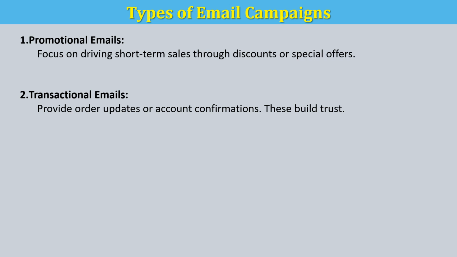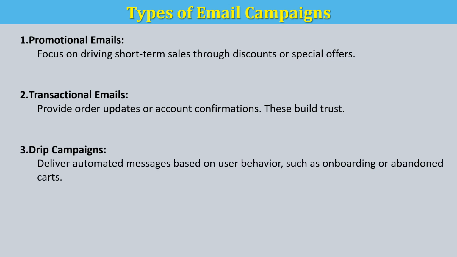Transactional emails provide order updates or account confirmations. These build trust. Transactional emails include purchase confirmations, shipping updates, and password reset emails. They are necessary and valued by users. Drip campaigns deliver automated messages based on user behavior, such as onboarding or abandoned carts. Drip campaigns provide a series of emails over time. They are highly effective in nurturing leads.